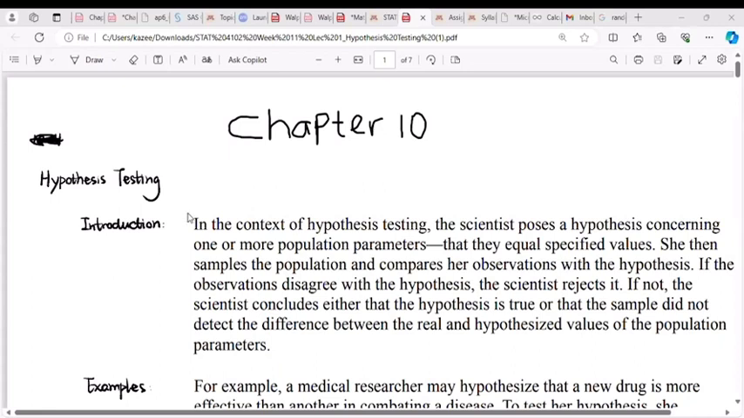and compare the observation with the hypothesis. And if you take a look at what I'm trying to show here, either the observation disagrees with the hypothesis. When there's a disagreement between what you observe and what you hypothesize, you reject it. And if not, the scientist will conclude either that maybe the hypothesis is true, or the sample was not able to detect the difference between the real and the hypothesized value of the population.